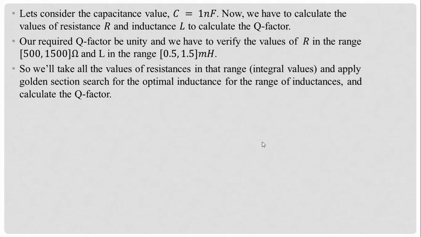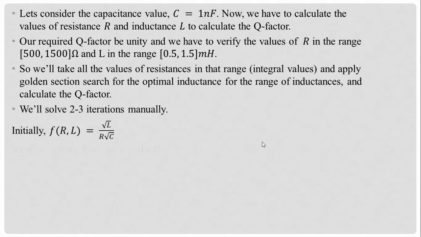Initially we'll take one resistance value. Let us suppose we take 500 and apply golden section for the optimal inductance, which means for R equals 500, what value of L gives us a Q factor of 1. Similarly, we will increase the resistance values. Let's see 2 to 3 iterations manually.